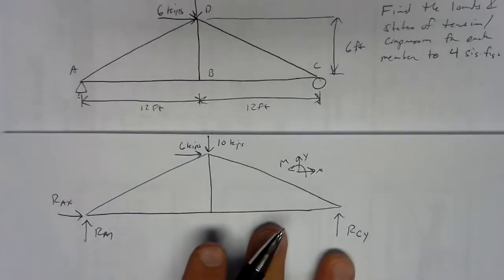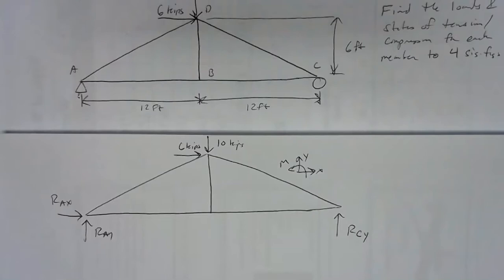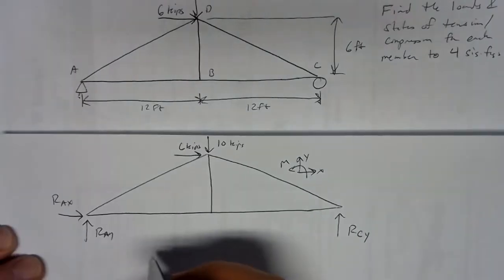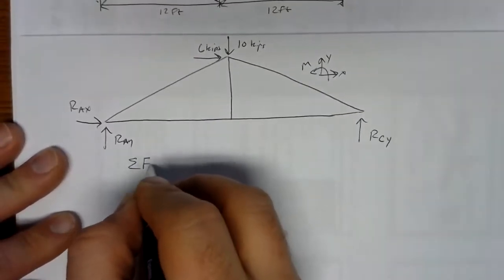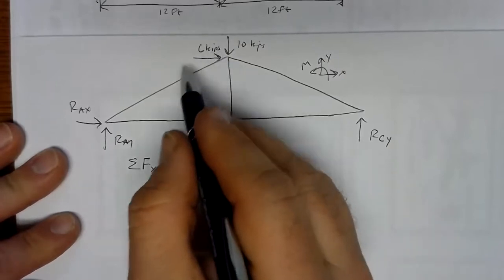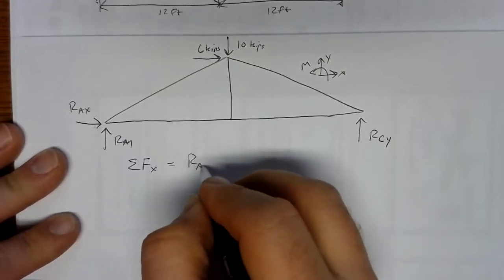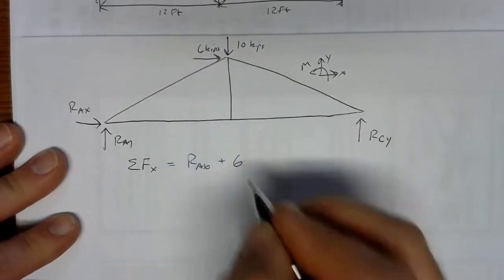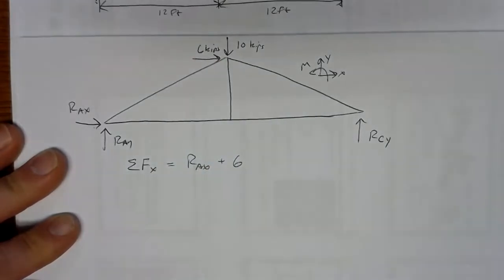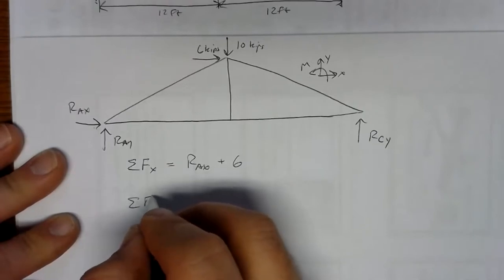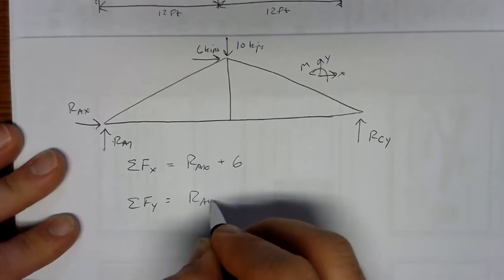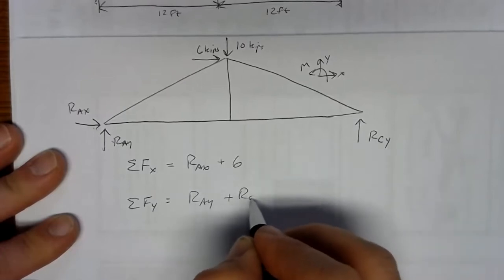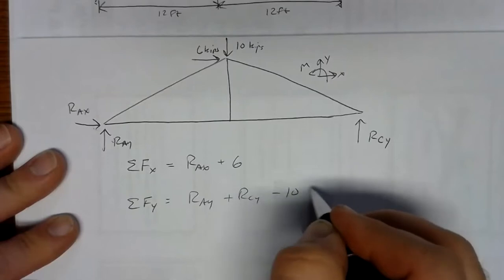And we'll copy the geometry off of the original drawing as we need it. We've got a non-concurrent force system, so we're going to get 3 equations. We have our sum of forces in the x direction. There we've got a positive RAX and a positive 6 kips. For our sum of forces in the y direction, we've got a positive RAY, a positive RCY, and a negative 10 kips.